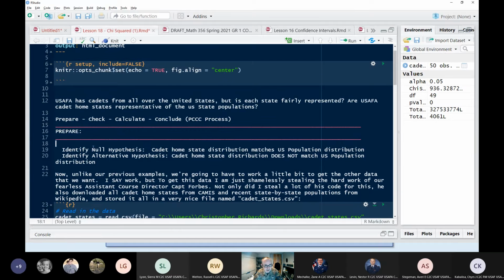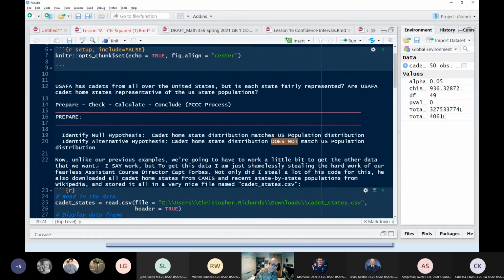Okay, so in the prepare step, first we have to identify our null hypothesis, always. Here, rather than being something numerical or mathematical, the null is that the cadet home state distribution matches the US population distribution, meaning if 10% of the US population is in Alabama, then I expect that 10% of the USAFA population is from Alabama, right? The alternative hypothesis is simply that that's not true, that the distributions don't match, that the US population distribution is not a good fit for the USAFA cadet home state distribution.